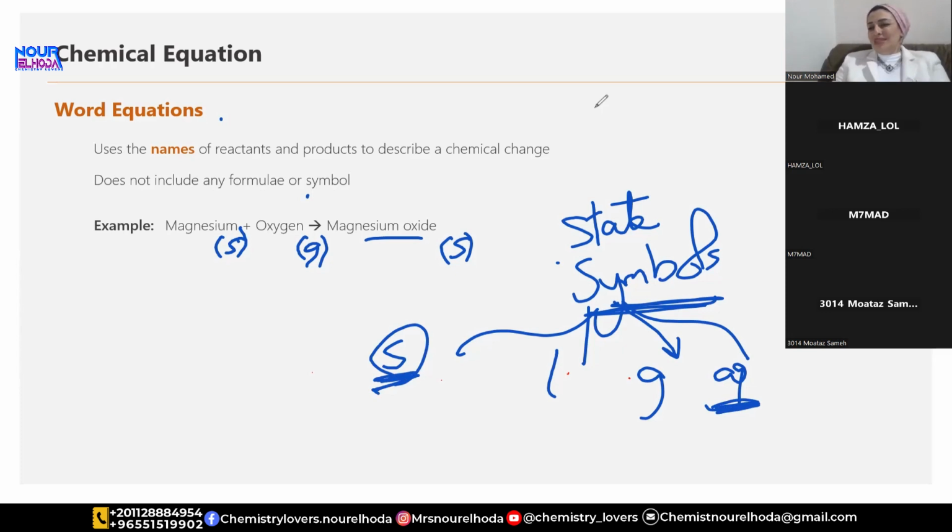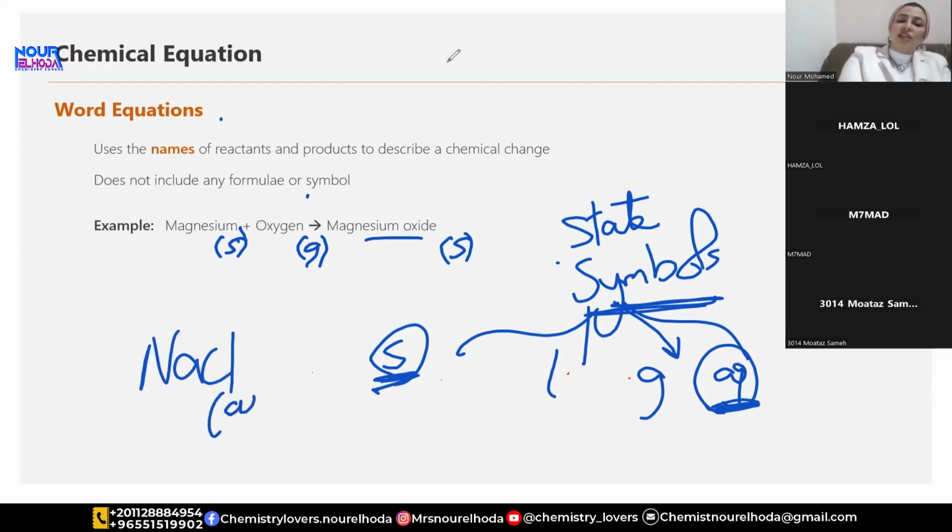You will ask me, Miss, how do I know if a salt is soluble or insoluble? I'm going to tell you when we take acids and bases. Once we start acids and bases, I'm going to show you the table for all the salts that are soluble and teach you how to know if a salt is soluble or insoluble. If it is soluble, you write AQ, like sodium chloride, a salt that dissolves in water. So AQ is for salts soluble in water, but insoluble salts are solid.